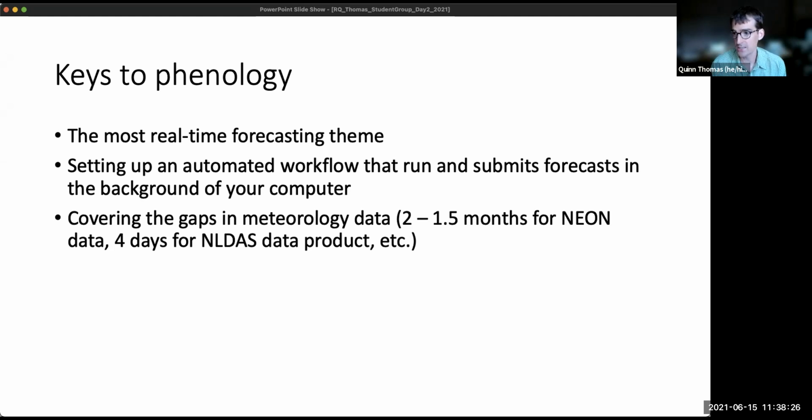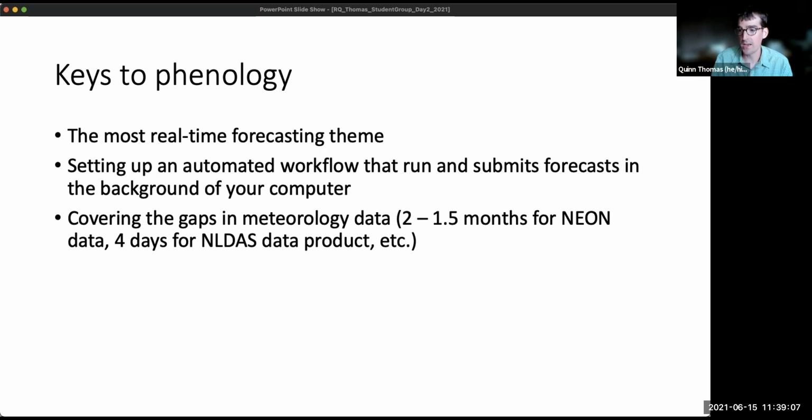The other challenge associated with this is covering gaps in meteorology data. NEON data becomes available, as I said, in monthly packets, so there's going to be a latency in NEON data. Other things that are out there that you could use, like the National Land Data Assimilation System, which puts out meteorology data, have a 4-day delay. And then you have the weather forecasts from NOAA that run from now out 35 days, although we have them in the past. And so it's about coming up with a way to stack together the meteorological data out there.